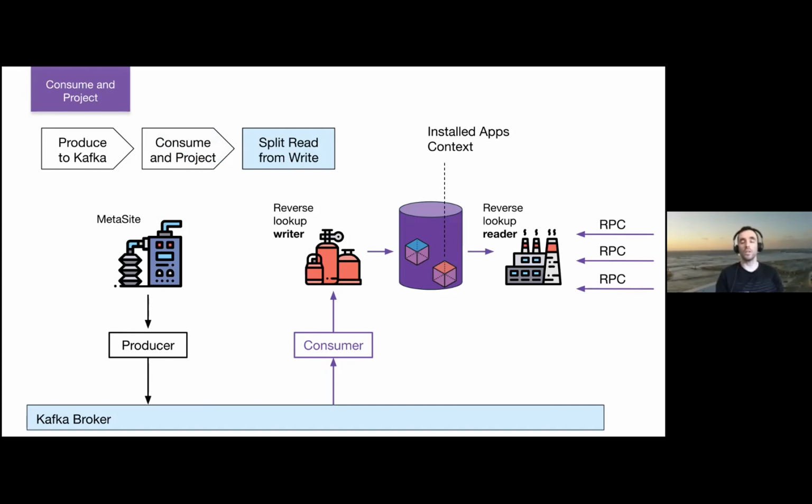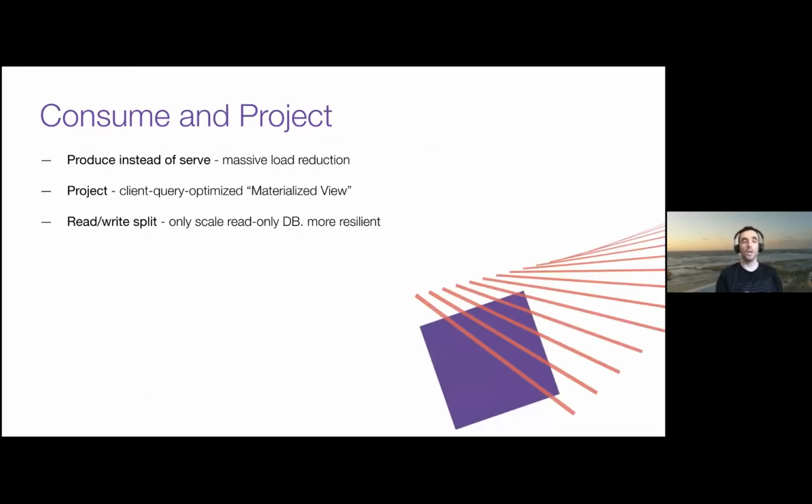So what are the advantages of this kind of migration and new architecture? First, we produce messages instead of serving them. That means massive load reduction on the original database table with the entire metasite object. Second, because we projected the information, we can have highly optimized queries like materialized views to only the information that is highly needed, like which apps are installed on the site, for our various verticals to query.